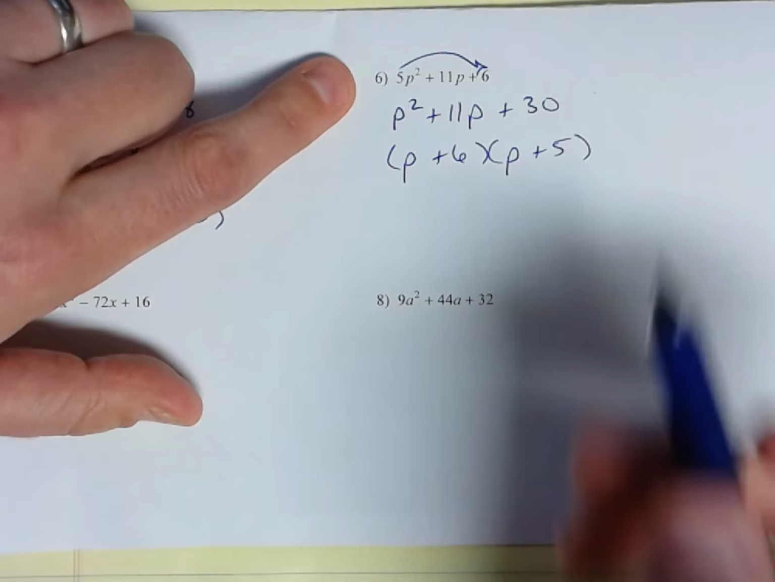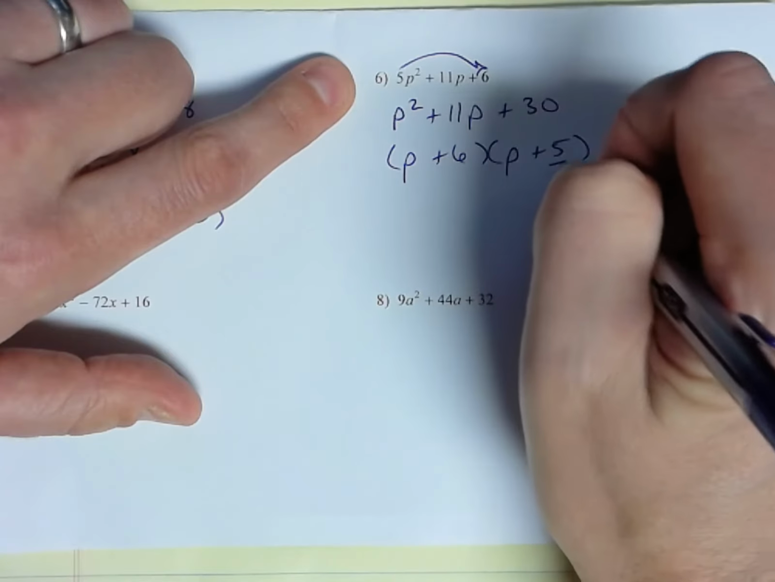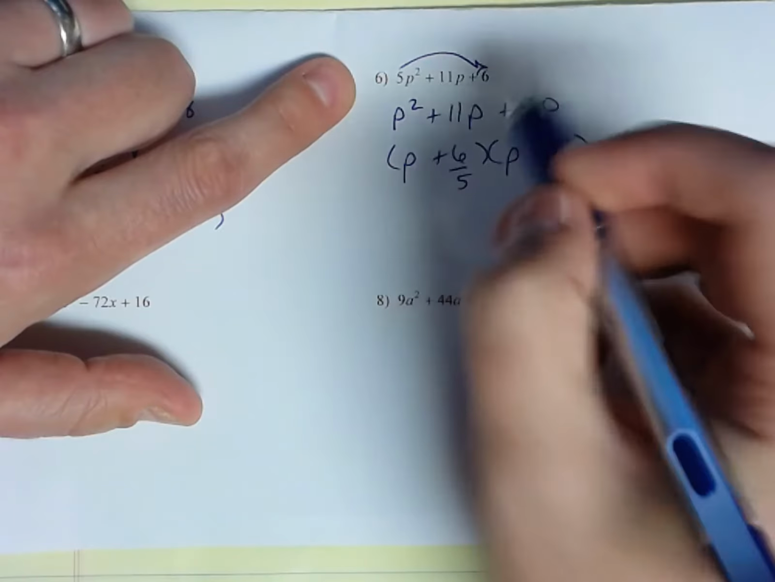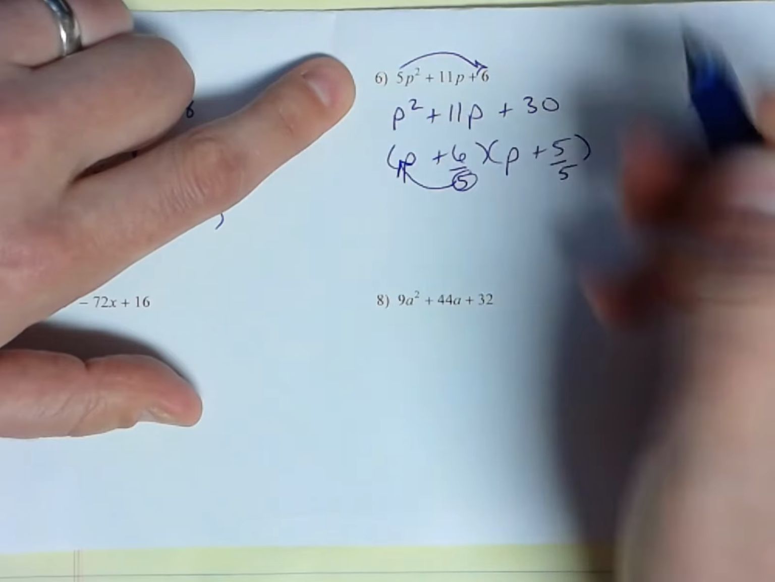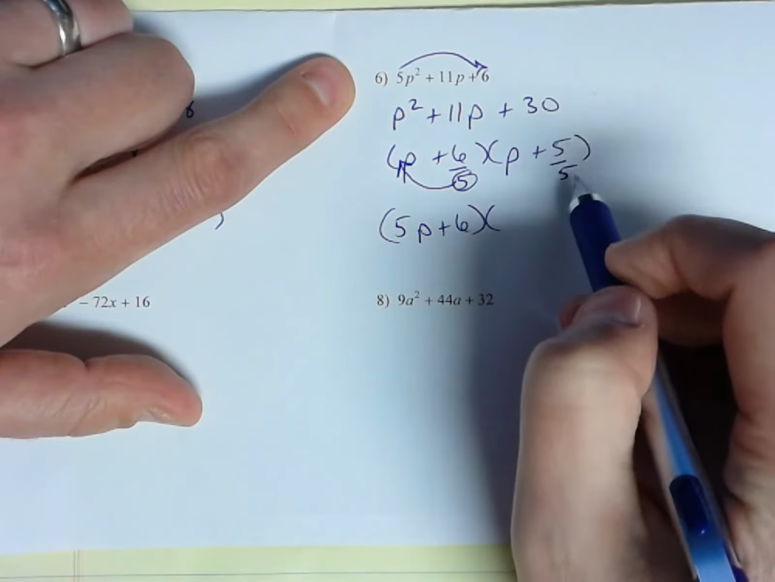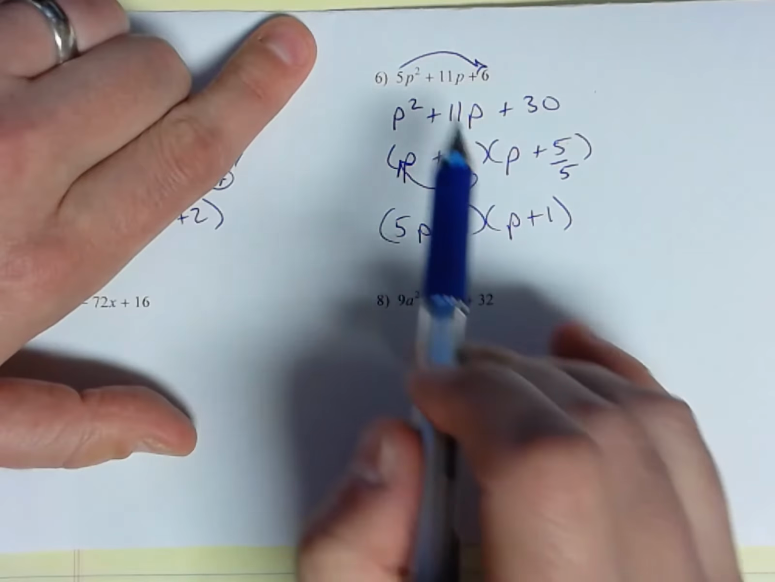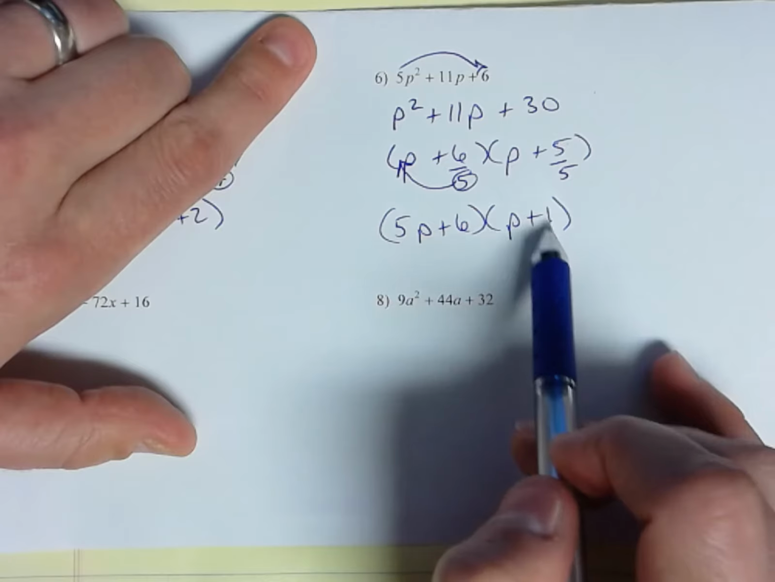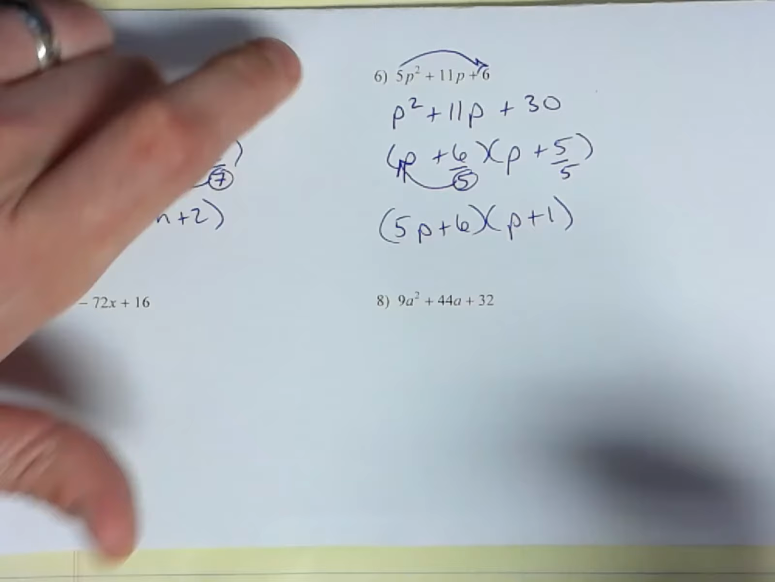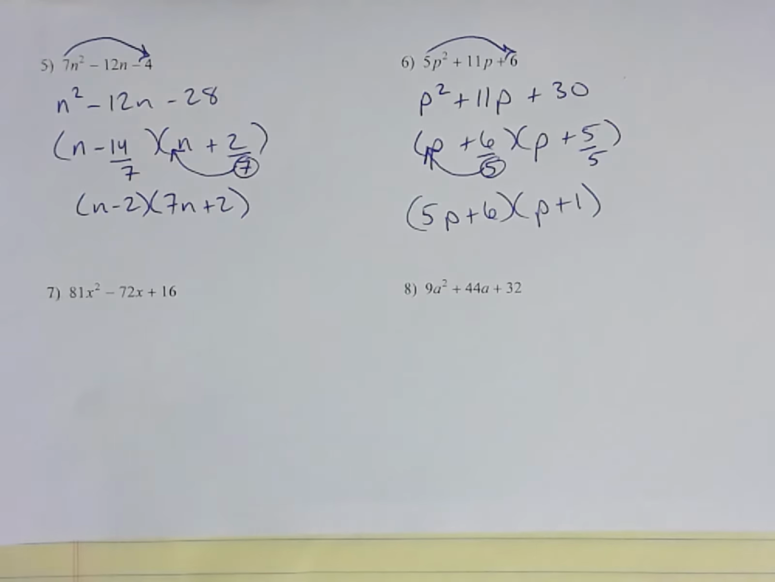Okay, remember the next step? We're not done. We multiplied that 5 in. We need to divide it back out. So just divide each of these numbers by 5. Now 6 fifths won't simplify, so we're going to slide that guy right up there. So 5p plus 6, and 5 fifths is just 1, so we get p plus 1. Now 5p times p, 5p squared, 6p plus 5p, 11p, 6 times 1, hey, 6. That's a pretty slick method, okay? All right, I got a couple more examples here.